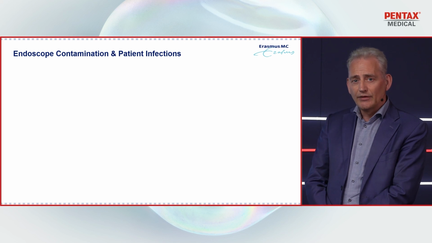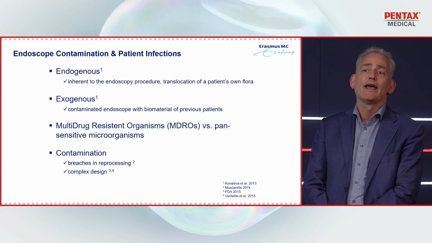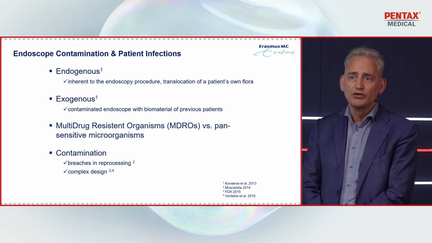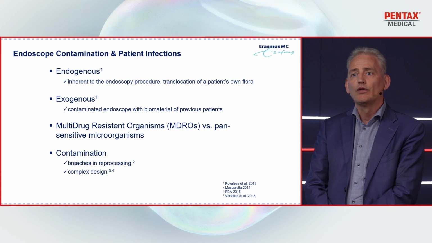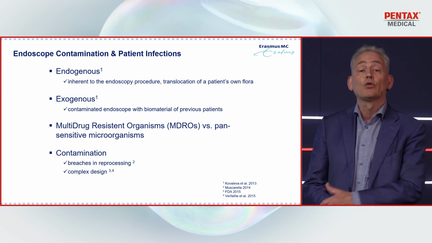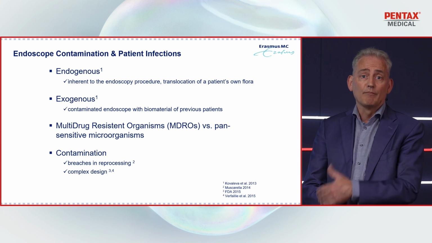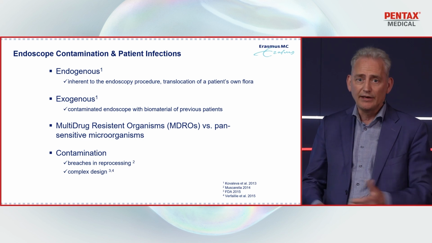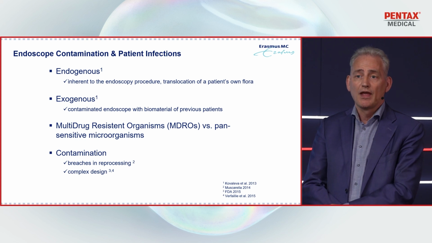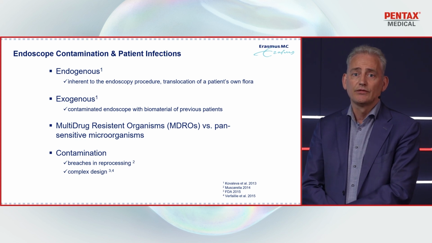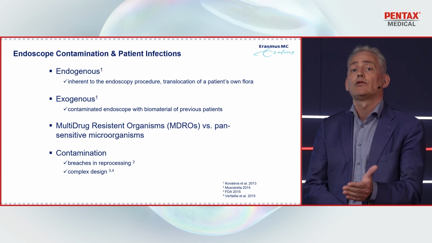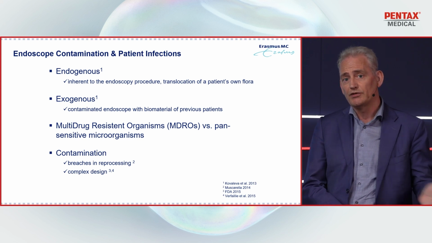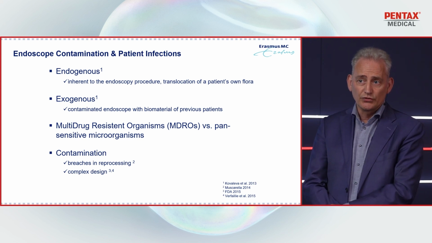These are my disclosures. And if we talk about endoscope contamination and patient infections, we have to distinguish between endogenous infections and exogenous infections. Endogenous infections are inherent to an endoscopy procedure, and that constitutes translocation of a patient's own flora. And by essence, that's not containable by better cleaning scopes or, for example, using a single-use endoscope. However, exogenous infections are contaminated scopes that bring over a bacterial infection from the previous patient to the next patient in whom that scope is used.